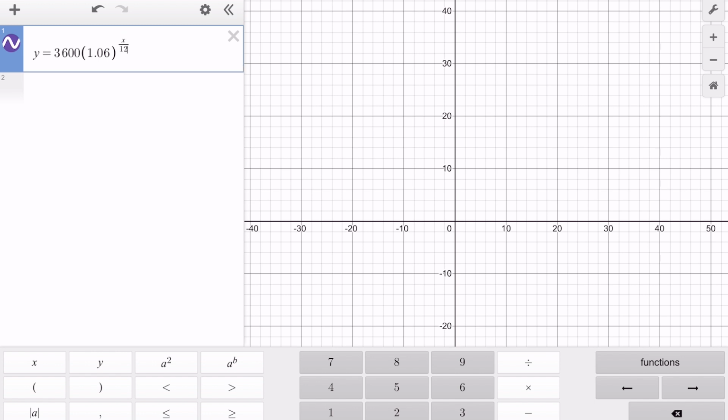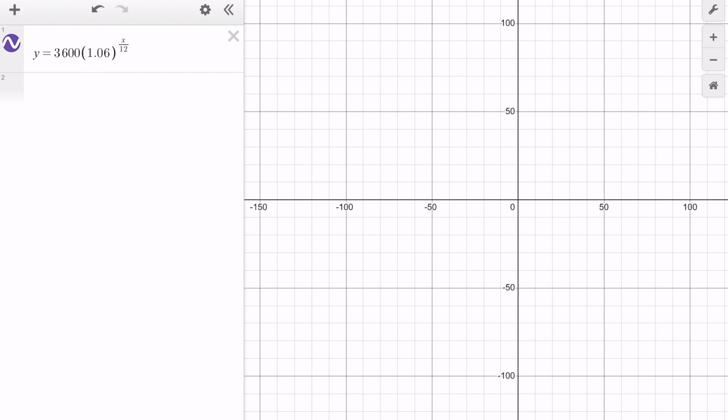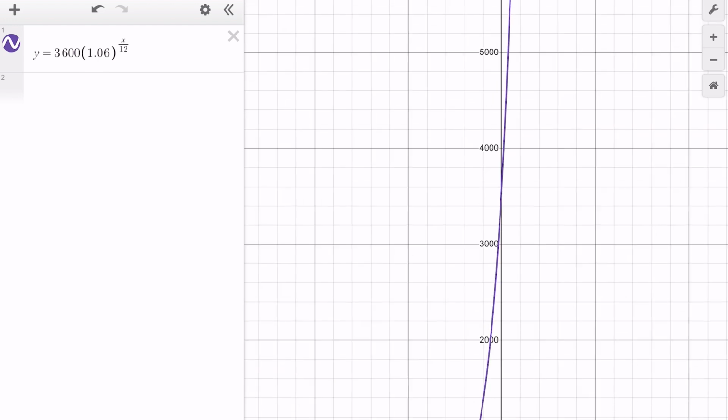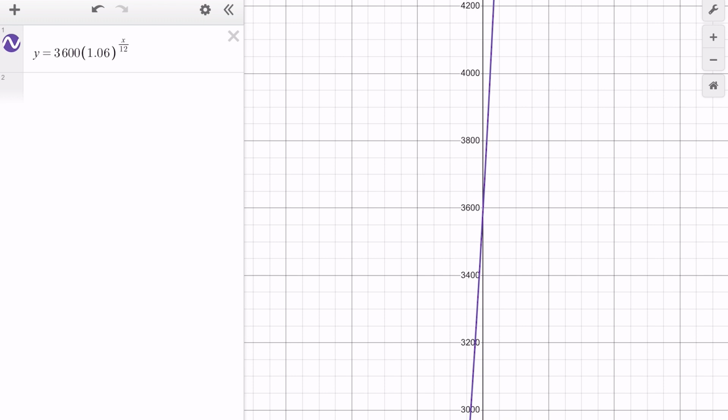So we actually can't see our graph here, and you might think, oh, we typed it in wrong, but an important thing to note in Desmos is sometimes you just need to scroll out. And since this one is so big, we had to scroll out quite a bit. So as we mentioned, we can see here at time 0, we have 3,600.